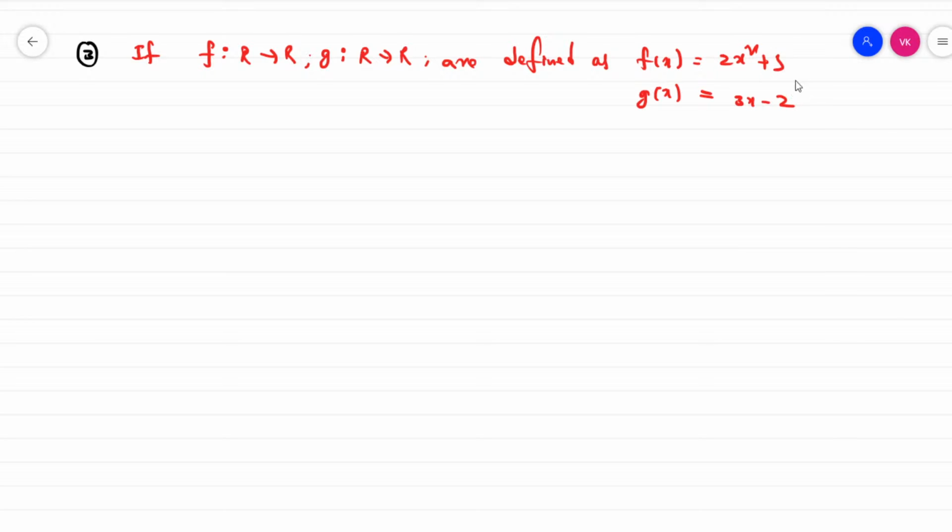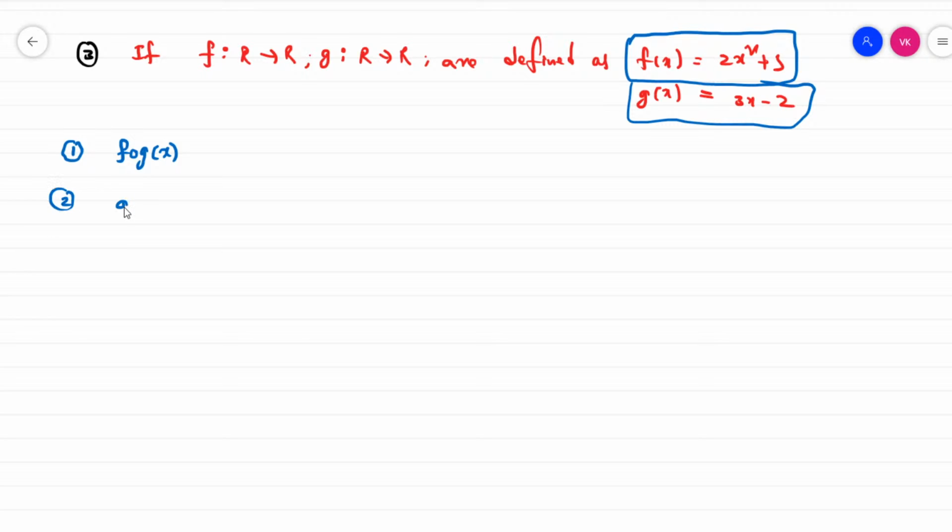Let's observe both functions. f of x is equal to 2x square plus 3 and g of x is equal to 3x minus 2. Now it is time for the viewers. The first question is f circle g of x, you have to find that, and the second one is we have to find g circle f of x. The third is f circle f of 0, and the fourth one is g circle f circle f of 3.